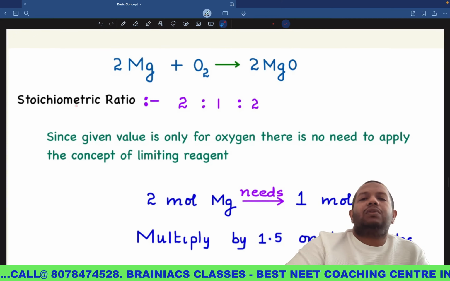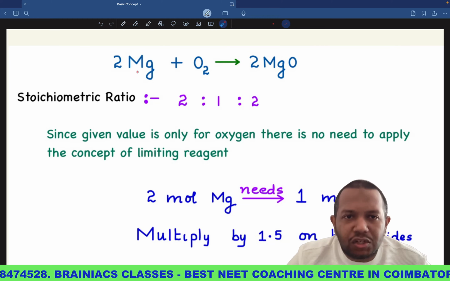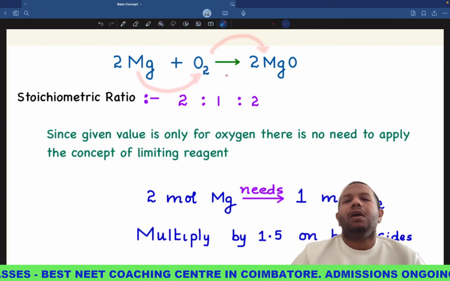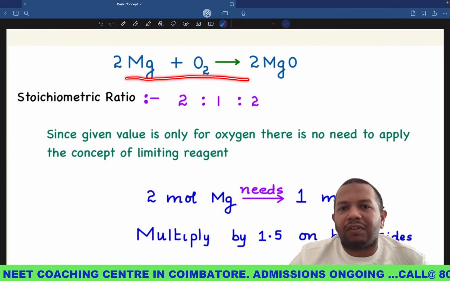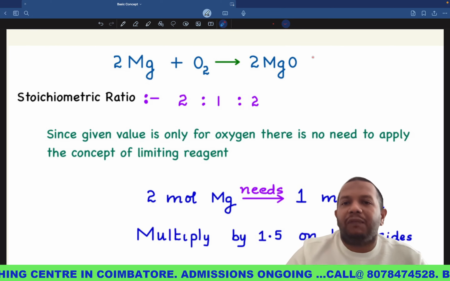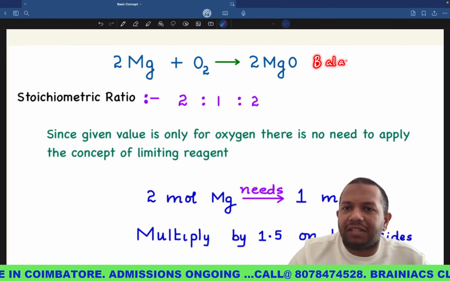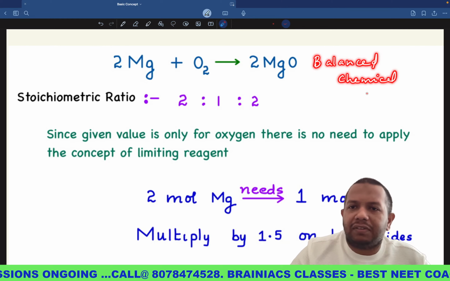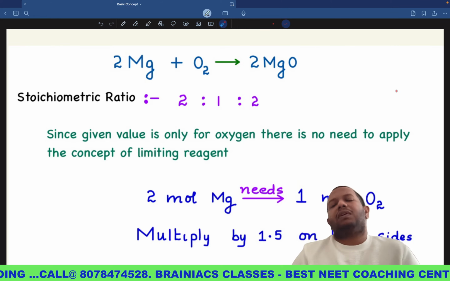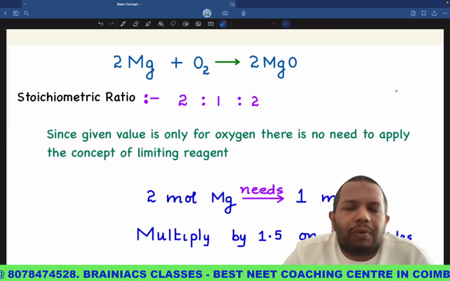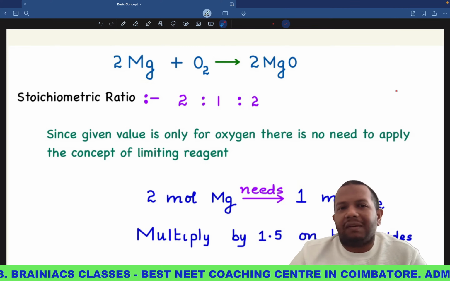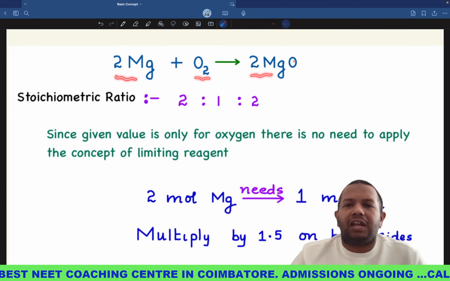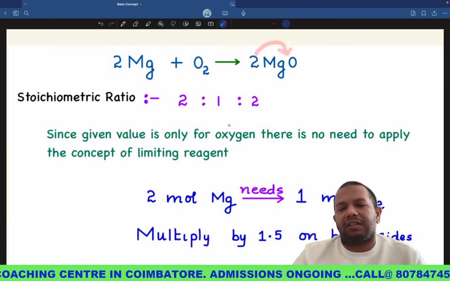Okay, so the equation here is magnesium reacts with oxygen to form magnesium oxide. So every time you write the equation from your side, please check whether it is balanced. All these concepts are based on the balanced chemical equation. So the equation should be balanced. That is very, very important. Okay, here you can see it's a balanced equation. 2 magnesium atoms present here, and 2 oxygen atoms here, and here also 2 oxygen atoms are present.